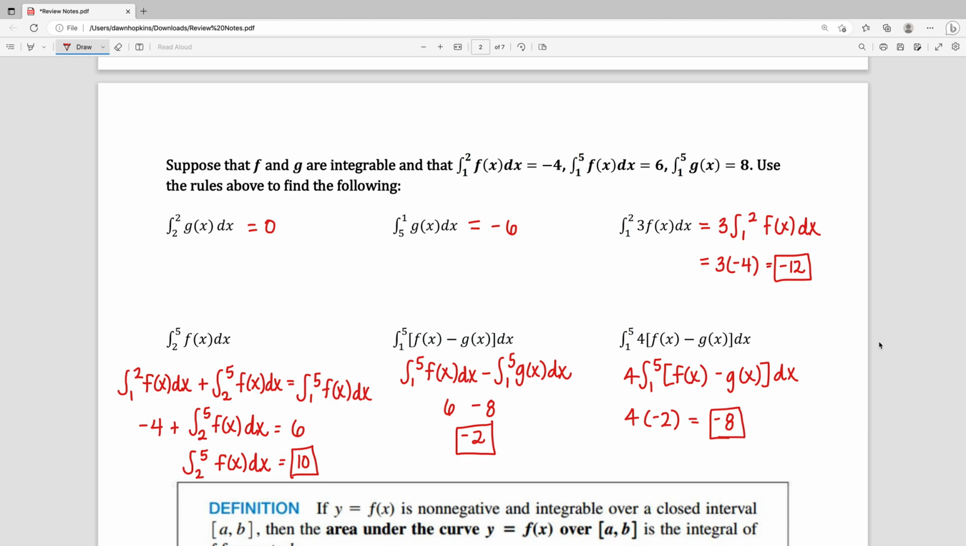So like I mentioned before, some of these properties we will use more often than others as we do some integration, but we're going to see them pop up, all of them, from time to time. Like I said, though, some of them more often than others.